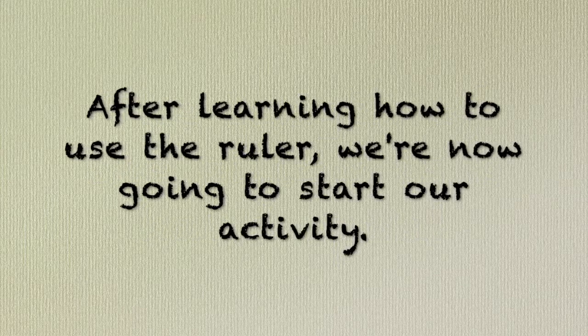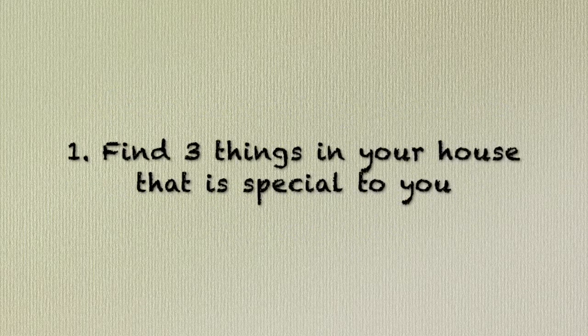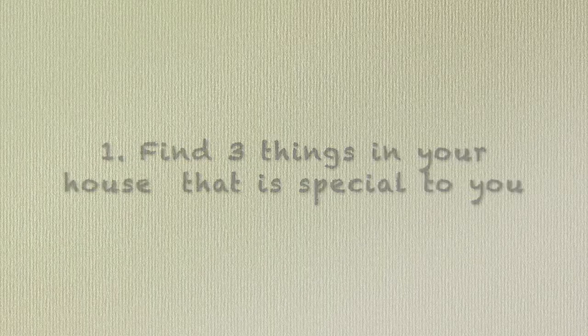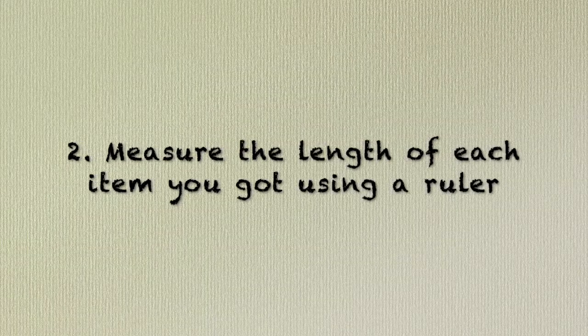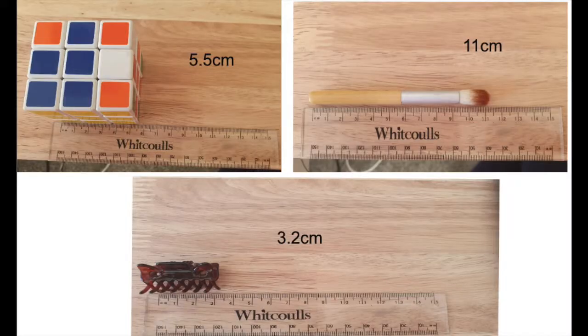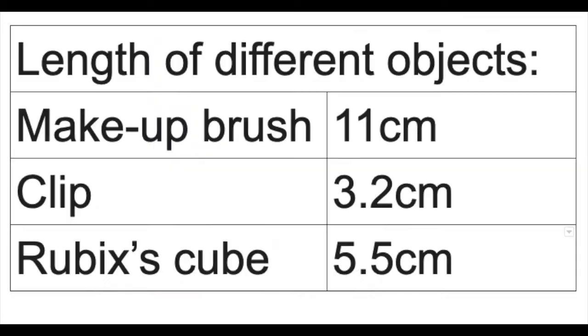After learning how to use the ruler, we're now going to start our activity. Number 1, find 3 things in your house that is special to you. Here are my 3 items. I got a Rubik's Cube, a makeup brush, and a clip. Number 2, measure the length of each item you got using a ruler. My Rubik's Cube is 5.5 centimeters, my makeup brush is 11 centimeters, and my clip is 3.2 centimeters. Number 3, label and record the length of your items. I have labeled and recorded the length of each item using this table.